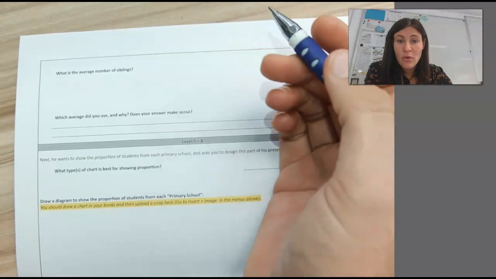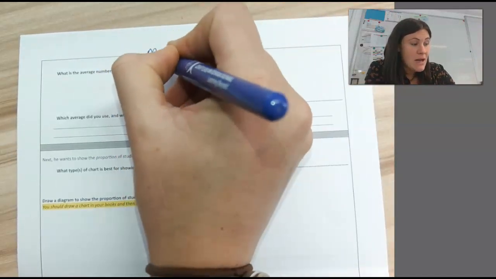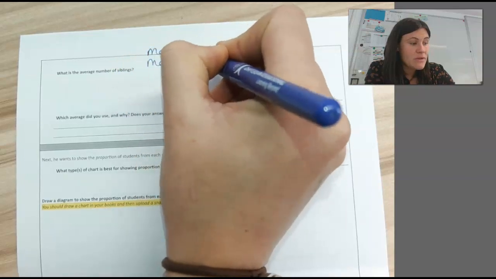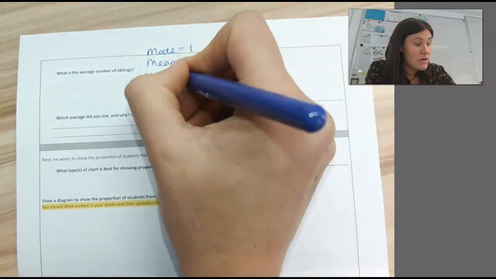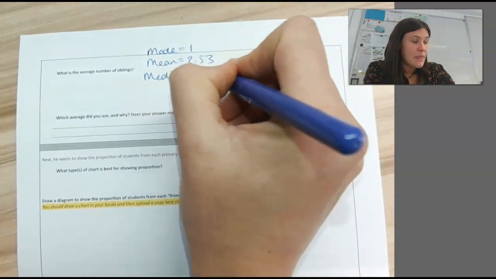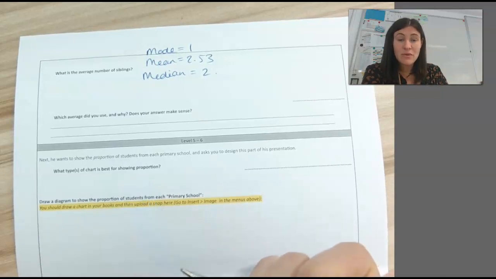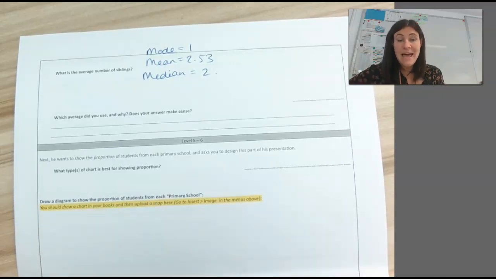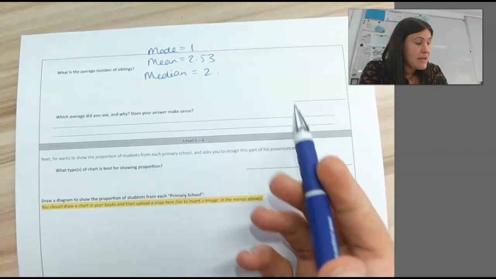Now, I've gone through all 3 of those, but you only needed to do 1, and whichever one you chose, you were then asked to say which average did you use and why. Does your answer make sense? This is just getting you to think about, is my answer reasonable? If you'd got an answer like 10, you might be thinking, how can the average number of siblings be 10 if nobody has more than 7 siblings? So whatever reason you put is fine.